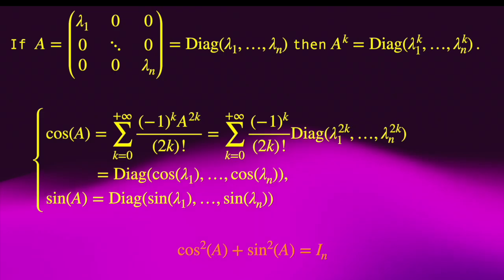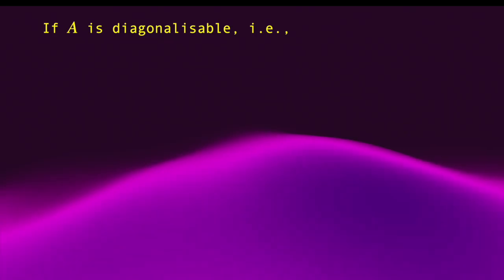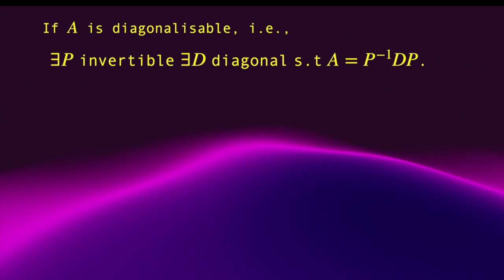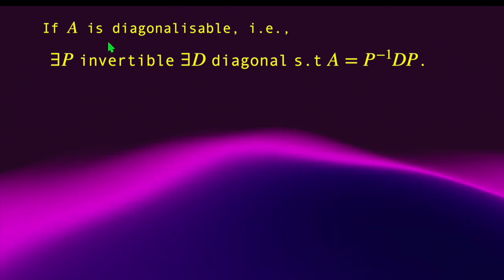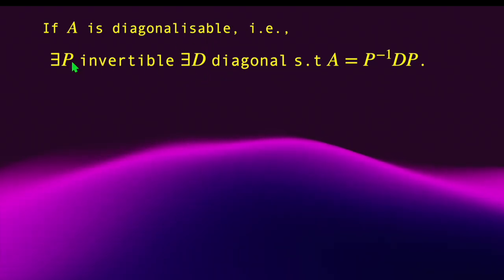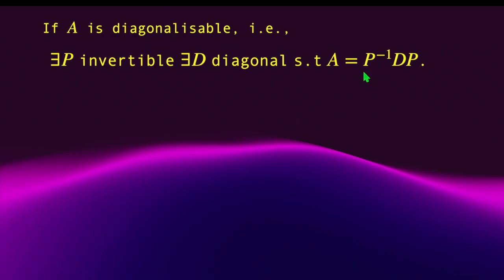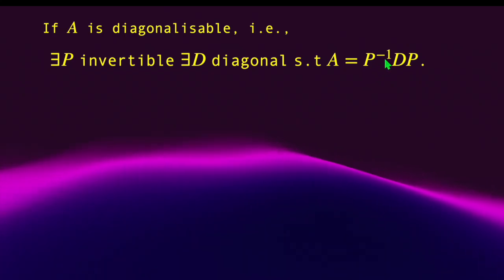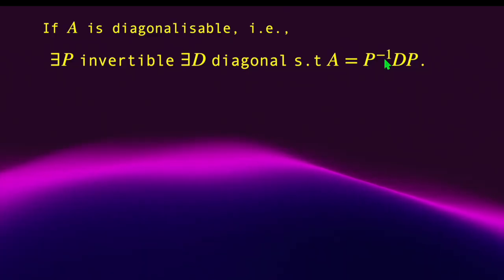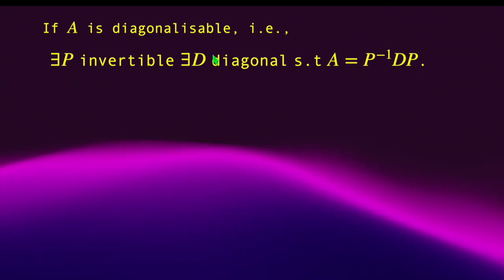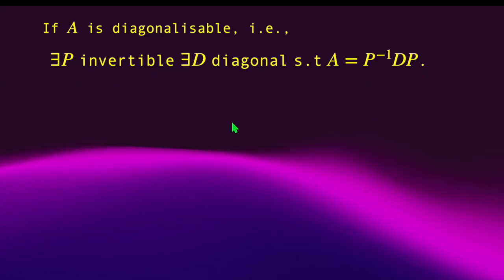Another case where we can show the identity easily is the case where the matrix is diagonalizable. This means that A can be written as P D P inverse, where D is a diagonal matrix.